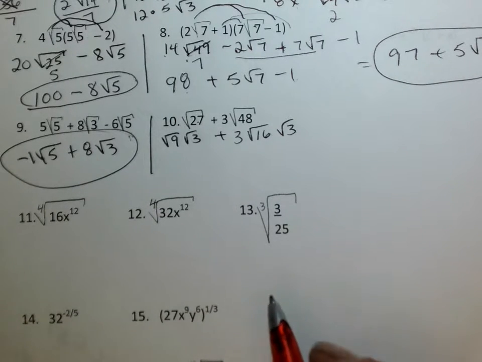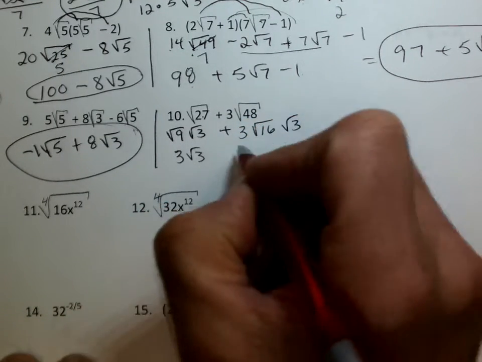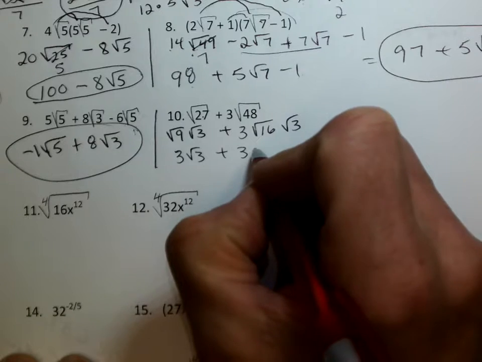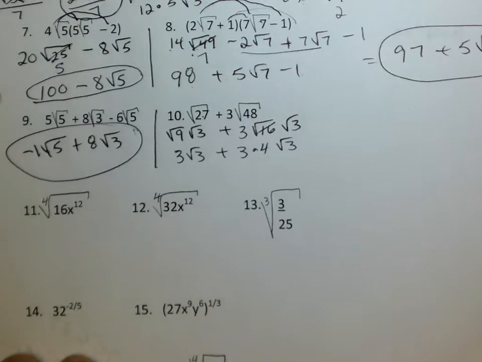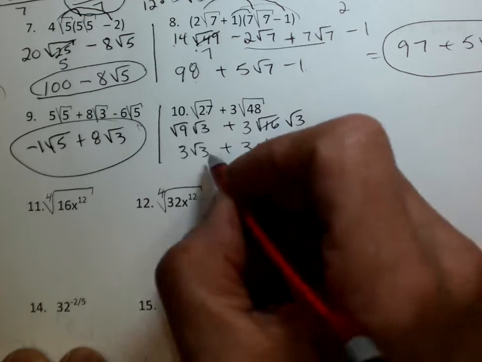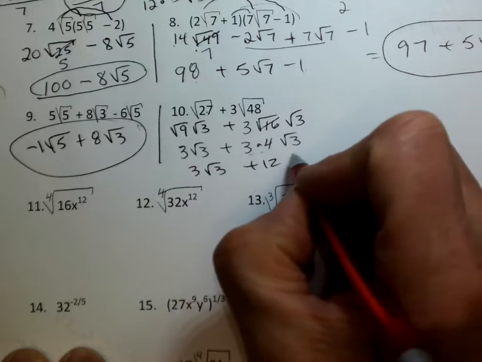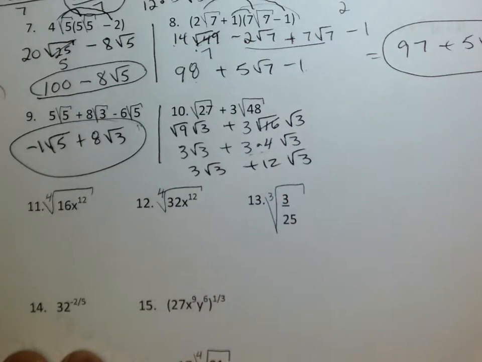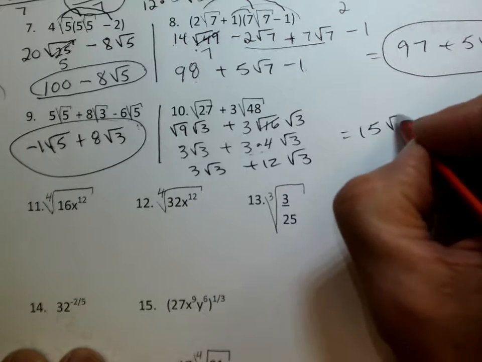Okay, so then I'm going to have 3 square roots of 3 plus 3 times, well, the square root of 16 is 4, right? Square roots of 3. Okay, I'm getting closer. Just breaking it down. That's a 12, right? That's 12, so I'm going to have my 3 square roots of 3 plus my 12 square roots of 3. And they are both square roots of 3, which means I can add them to get a total of 15 of the square roots of 3.